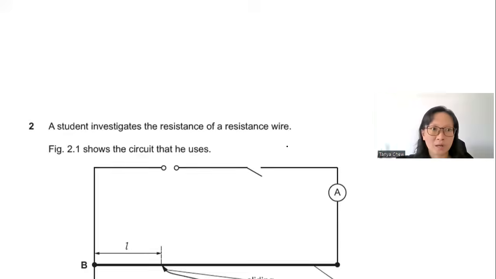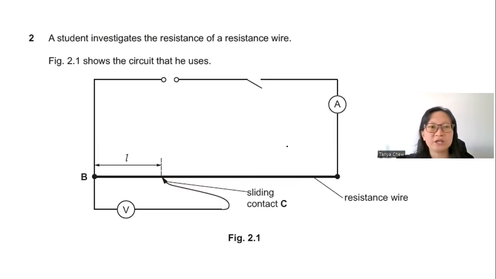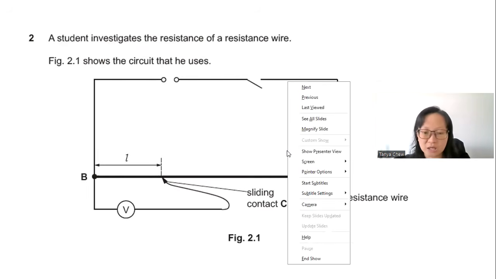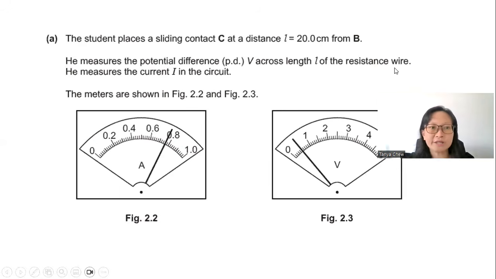Not a problem. Question number 2, a student investigates the resistance of a resistance wire. Fig 2.1 shows the circuit that he uses. A, the student places a sliding contact C at a distance L equals 20 cm from B. He measures the potential difference V across the length L of the resistance wire. He measures the current I in the circuit. The meters are shown in Fig 2.2 and Fig 2.3.